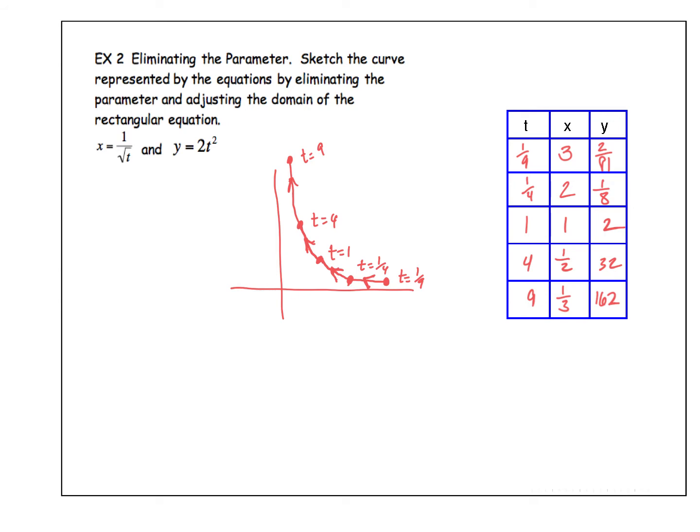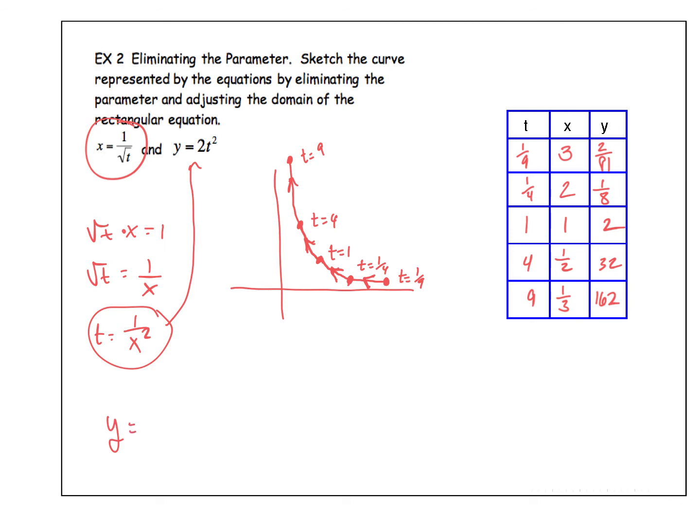But if I take x equaling 1 over root t, and then I say, well, if I solve this, I would first have root t times x equals 1, or root t equals 1 over x. And then I square it. So t equals 1 over x squared. So it is reversing what was going on. And then I take that and substitute it into the y parameter, and then I would have a y equation with no more parameter. So I would just have 2 over x to the 4th.